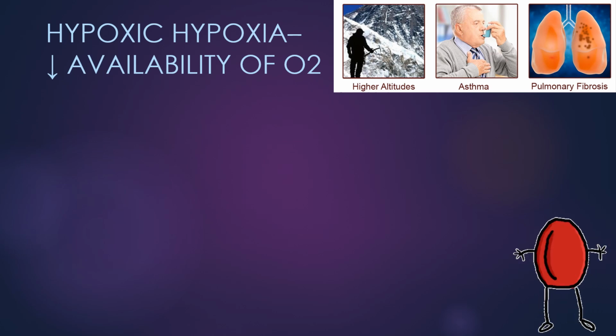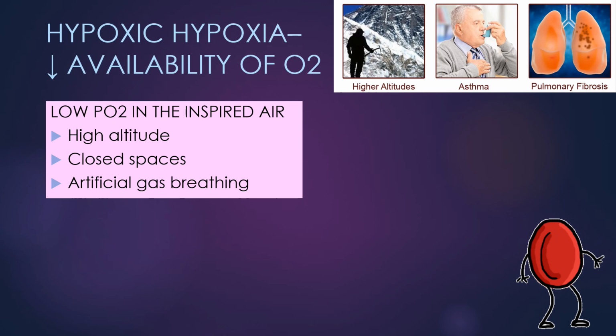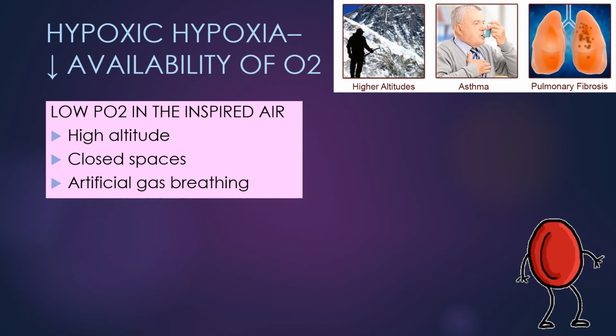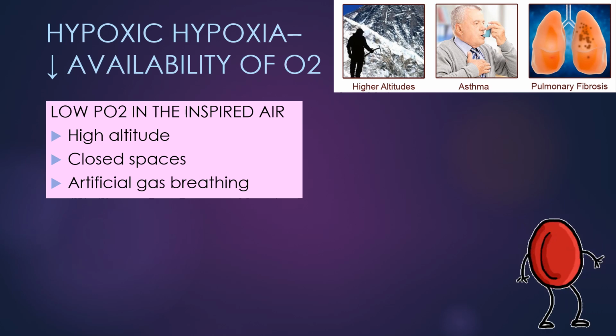Let us discuss the causes of hypoxic hypoxia. So it is when there is decreased availability of oxygen. So low partial pressure of oxygen in the inspired air, for example, in high altitude, where the person is exposed to very low atmospheric oxygen tension. At sea level it is different, but at high altitude the partial pressure of oxygen will be low, so that can lead on to hypoxic hypoxia.